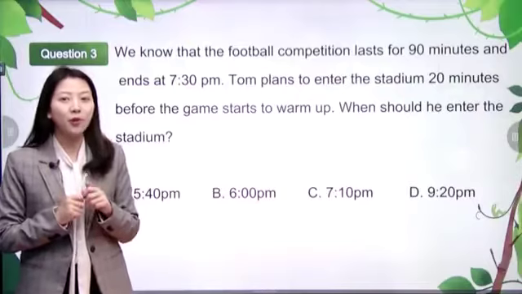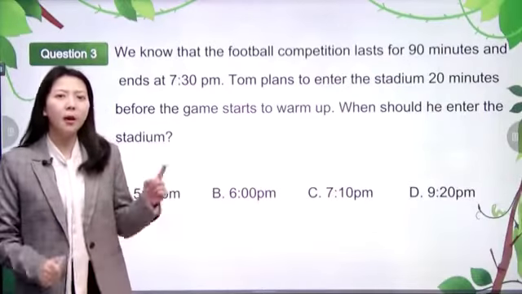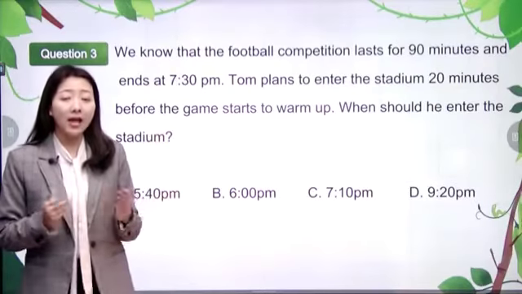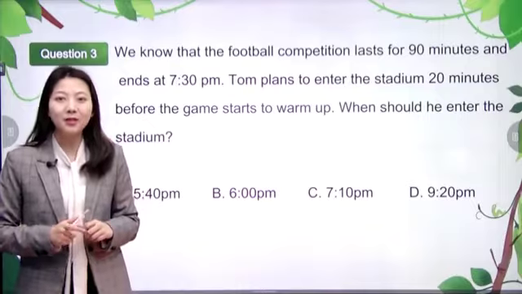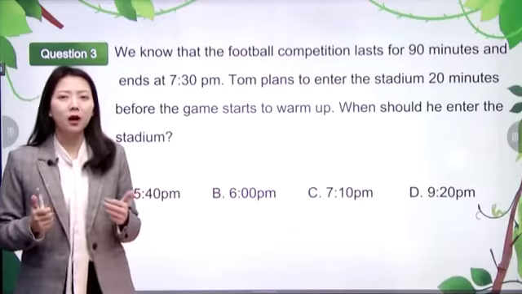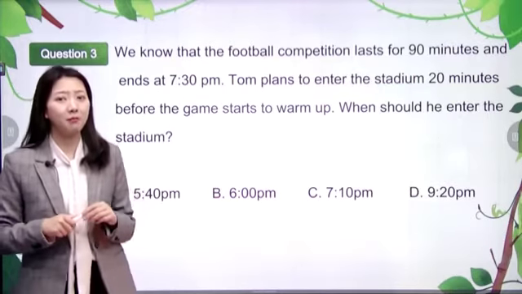In the previous question, we knew the beginning time, and we found the ending time through addition. But here in this question, we actually know the ending time, and it asks us to find the beginning time. So we need to do a subtraction here. Great. But the question is, how can we subtract 90 minutes out of 7:30 p.m.?